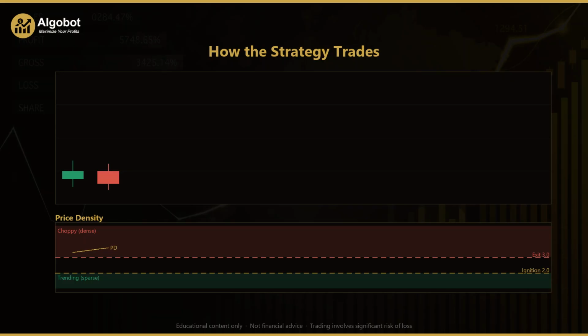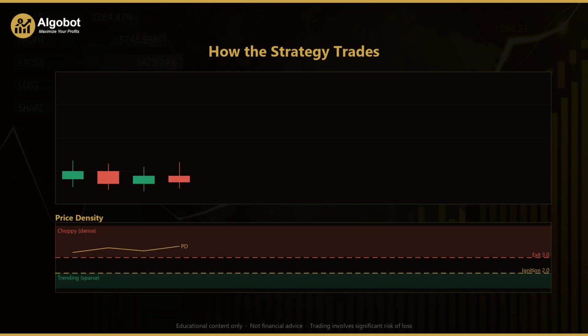Along the bottom, you can see the price density panel, our chop versus trend gauge. The gold dashed line marks the ignition level at 2.0, and the red dashed line marks the exit level at 3.0. When the gauge is high, up in the red zone, the market is dense and choppy. When it collapses down into the green zone, the market is sparse and trending.